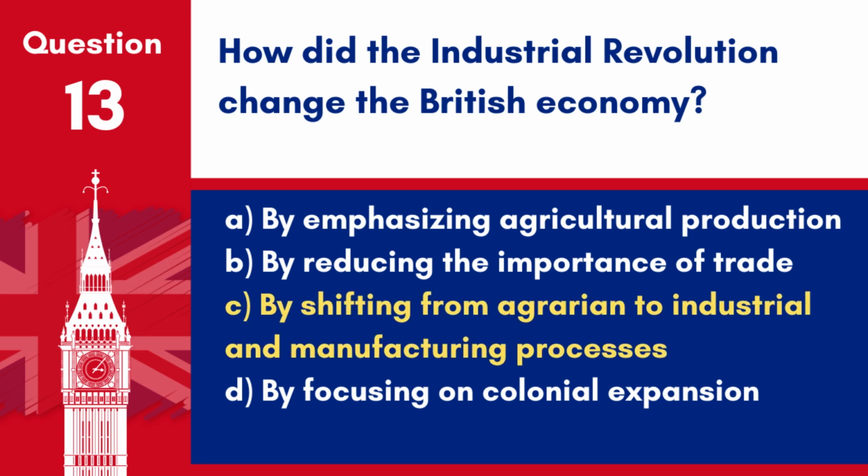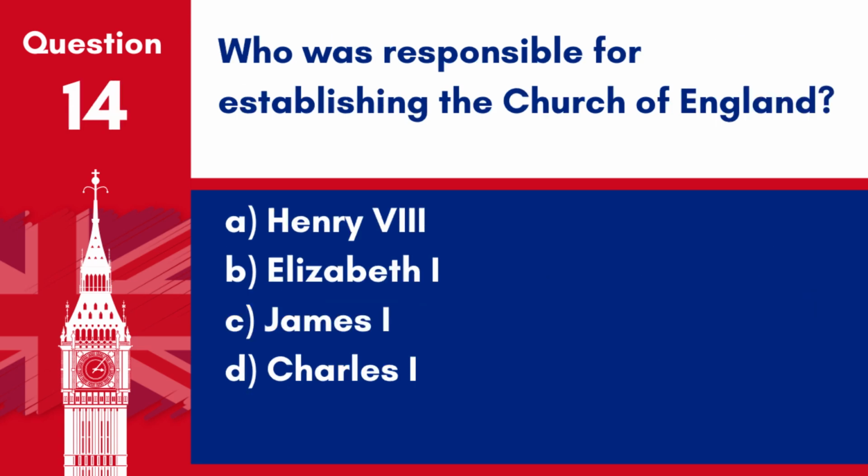Answer C. By shifting from agrarian to industrial and manufacturing processes. The Industrial Revolution fundamentally changed the British economy by moving it from an agrarian base to one dominated by industry and manufacturing.